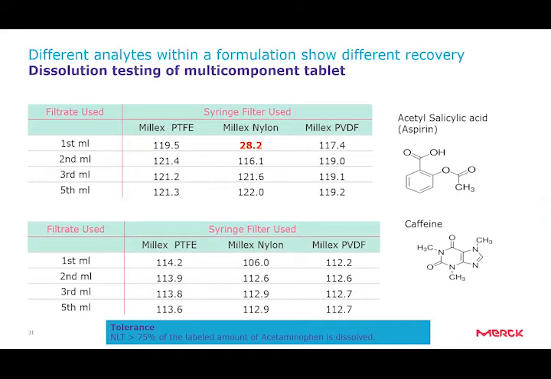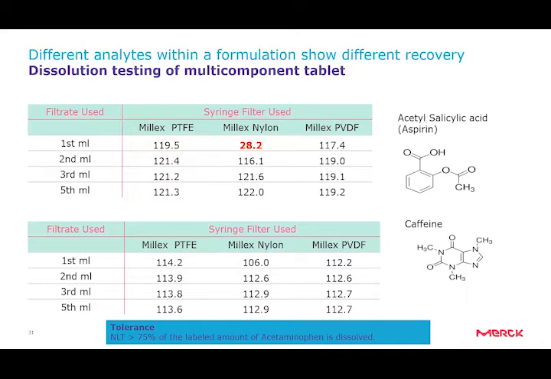As I said earlier, the analyte binding is dependent on the analyte itself, its physicochemical characteristics, as well as the membrane and its physicochemical characteristics. So why does nylon membrane show higher level of analyte binding? The reason being, nylon membrane is a polyamide, which means it contains an amino group at one end and a carboxylic acid group at the other end. And it also contains amide linkages.